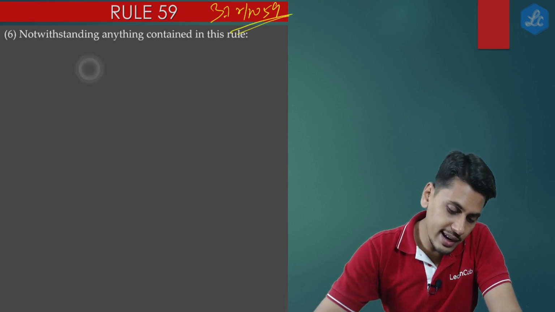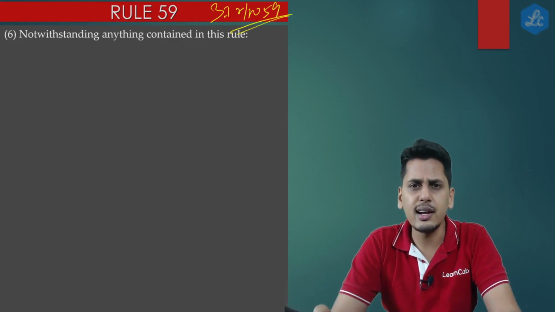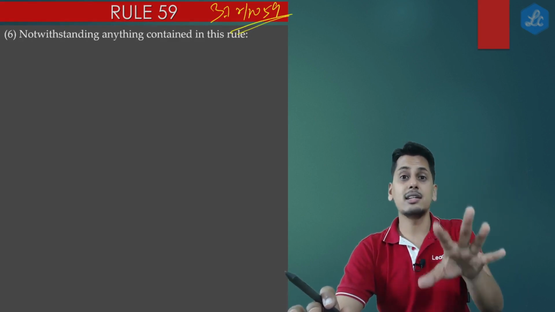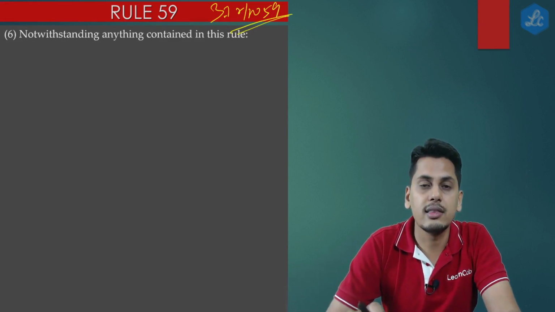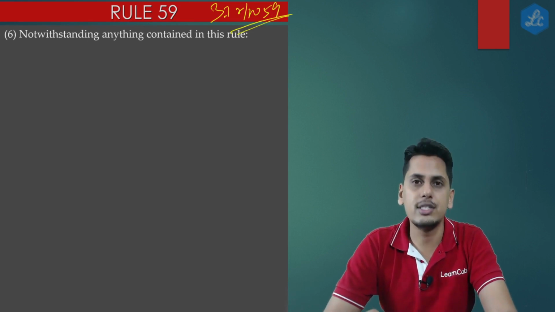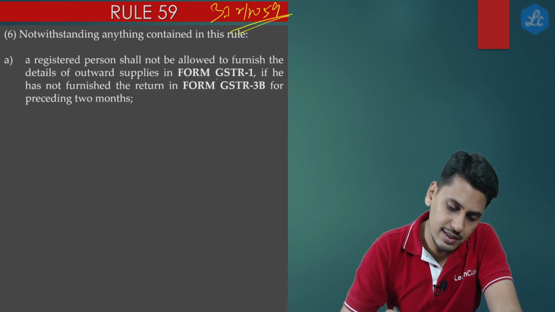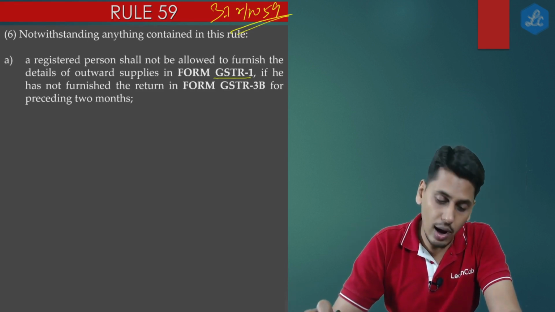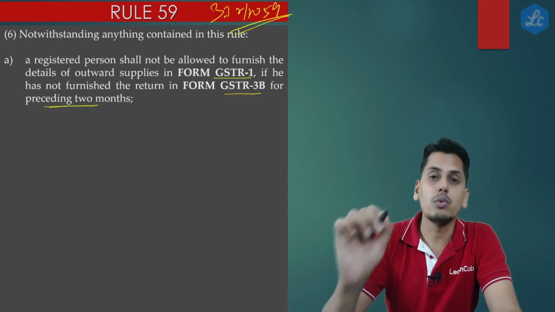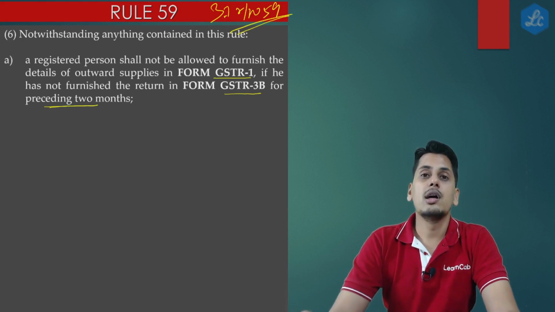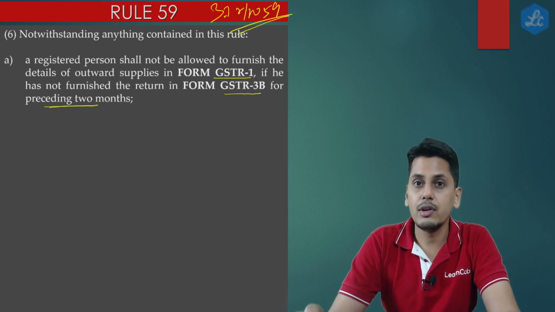Notwithstanding anything contained in this rule, which means that otherwise this rule is saying that every registered person has to file GSTR1. But in these cases, we will see that the registered person is not allowed to file GSTR1. A registered person shall not be allowed to furnish the details of outward supplies in GSTR1 if he has not furnished the return in form GSTR3B for the preceding 2 months. So friends, if you do not file GSTR3B for the preceding 2 months, GSTR1 will not be allowed to be filed.